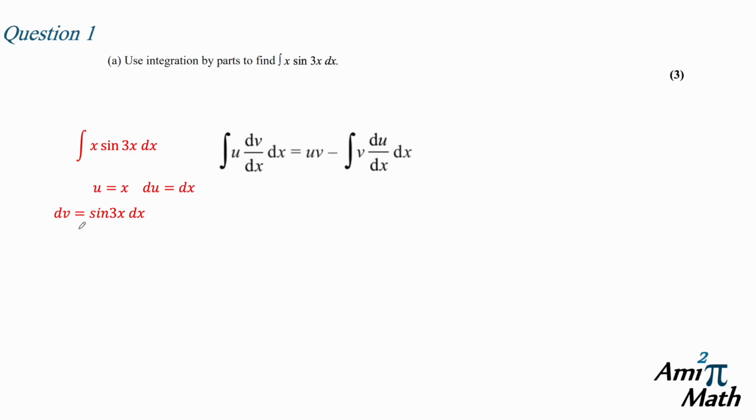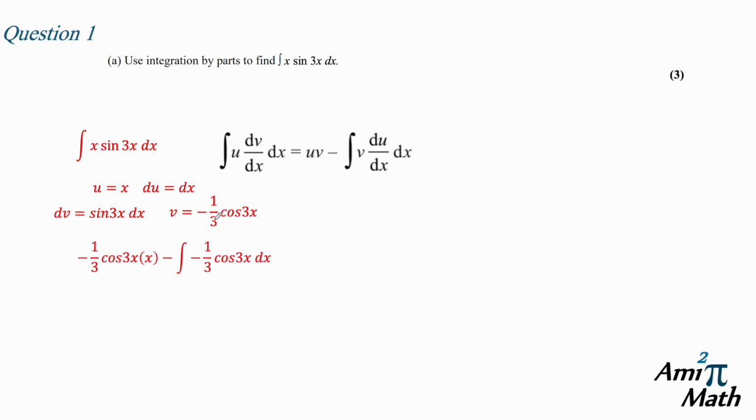And then for dv equals sine 3x dx, we need to integrate this to find v. So we do minus 1 over 3 because when you integrate sine into cos, it becomes minus. And then obviously you divide it by this number. So minus 1 over 3 cos 3x. Okay, so now we're going to plug these values back into our formula here, this part.